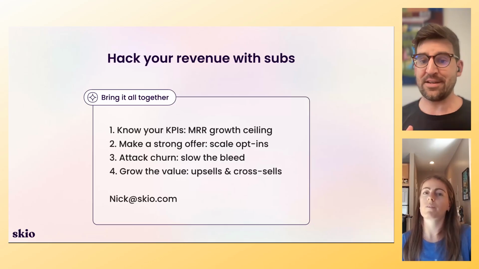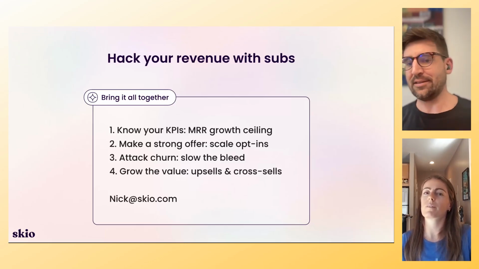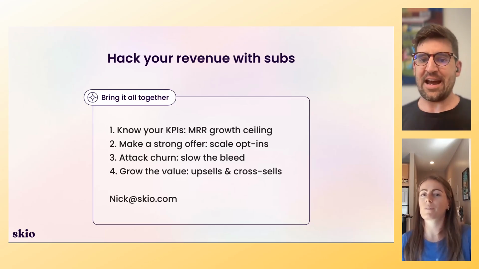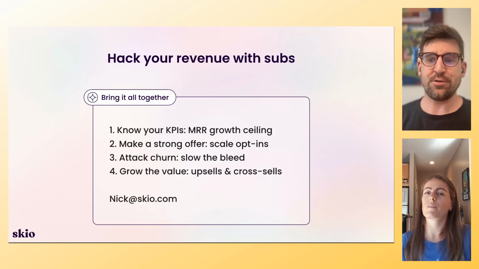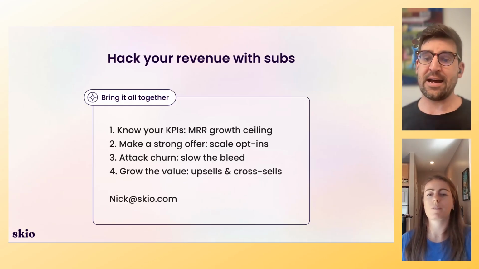The second thing is to make a strong offer. I cannot emphasize this enough. A lot of people will set up subscriptions and they'll tack on "subscribe and save 10%" or "subscribe and save 15%" and let it rest, right? This is actually an area of huge opportunity where you can really build a program that makes subscribers feel really special and provides them with really great value, which is absolutely necessary in order to grow a program. The next thing is to attack churn.